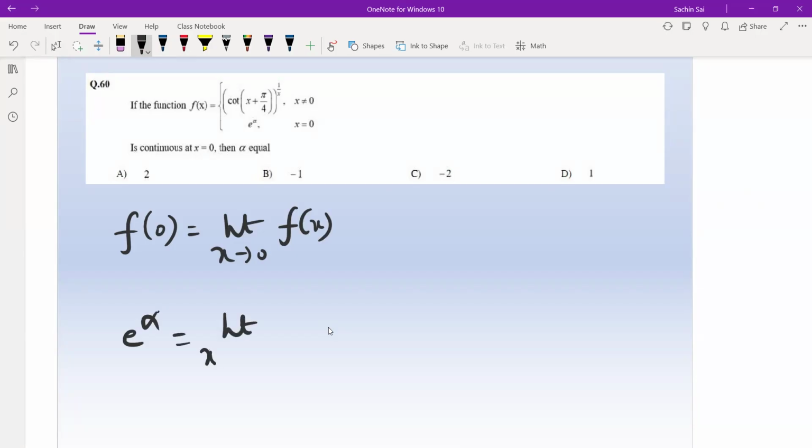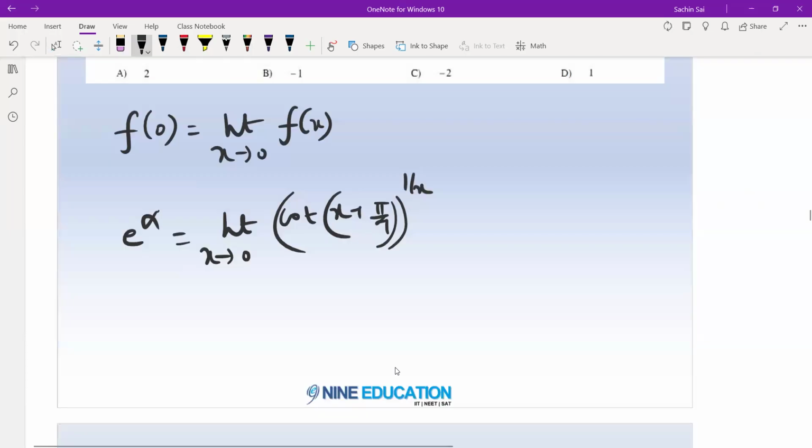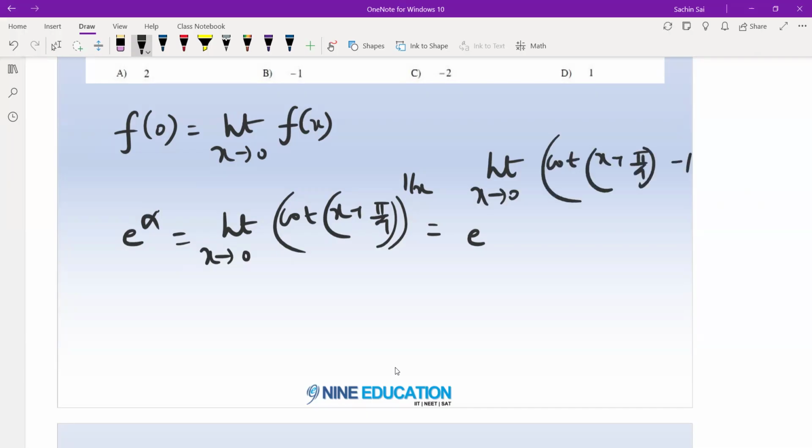And this is equal to limit as x tends to 0, cot of x plus pi by 4 whole power 1 by x. Right? Now this is also a limit of the form 1 power infinity. So this I can evaluate by taking e power limit as x tends to 0, cot of x plus pi by 4 minus 1 times 1 by x.